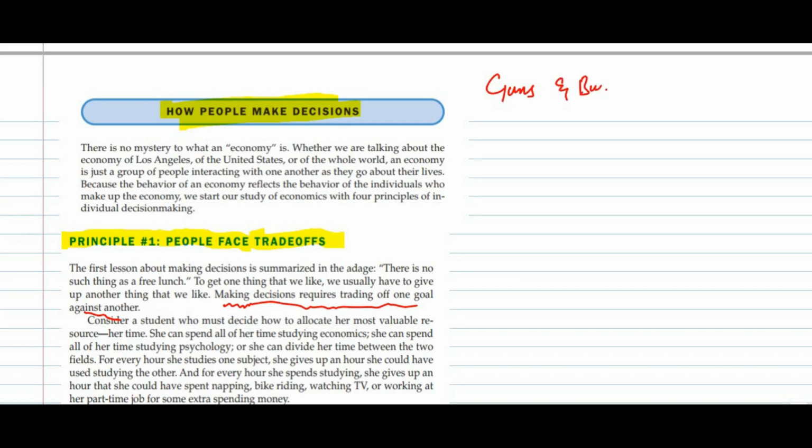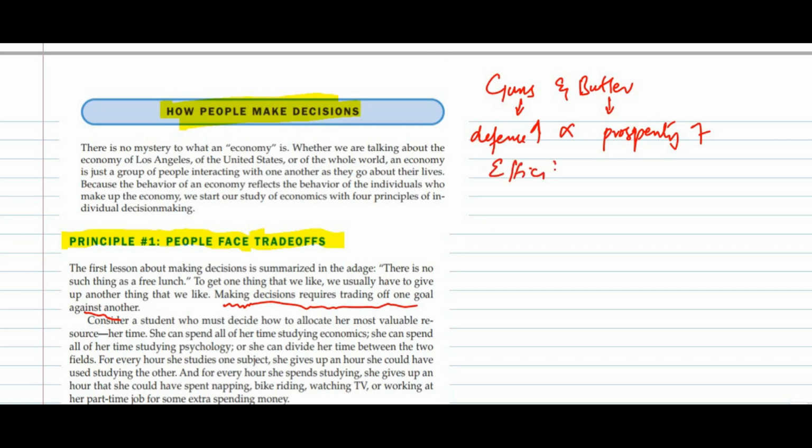Guns and butter. If you spend more money on defense of your country, then definitely you will have to spend less on the prosperity or the living standard of your people, the country's people. So this inverse relationship is called trade-off. In simple words, the more you spend on defense, the less you can spend on personal goods to raise our standard of living at home. Clear? Now the second concept with the trade-off is efficiency and equity.